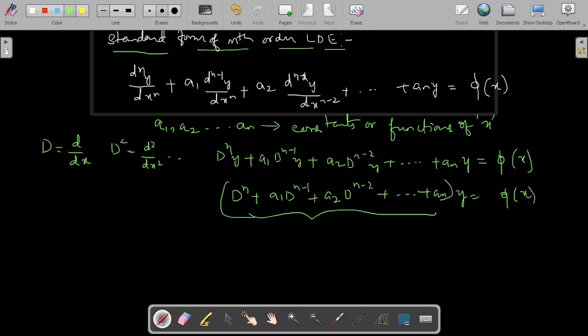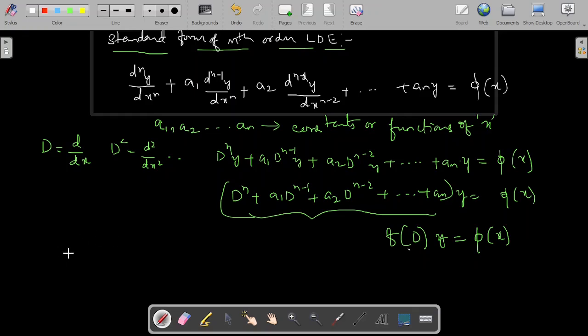Now this can be treated as a function of the differential operator D into y equal to phi of x. So this is how we can write the standard form of nth order linear differential equation using the operator: f of D into y equal to phi of x, where f of D is a function of the differential operator whose highest power is n.